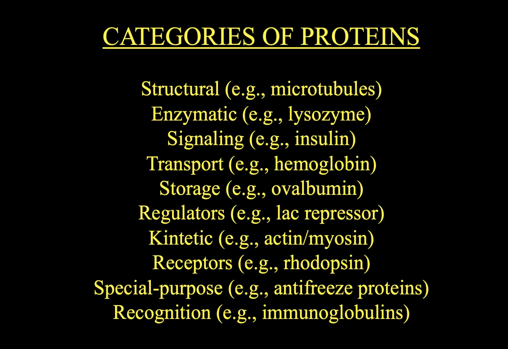kinetic proteins, that is, ones that move things like actin and myosin in muscles, receptors like rhodopsin that will receive light and make certain chemical reactions based on the light and the wavelength of the light, special purpose proteins such as antifreeze proteins, recognition proteins such as immunoglobulins, and others.